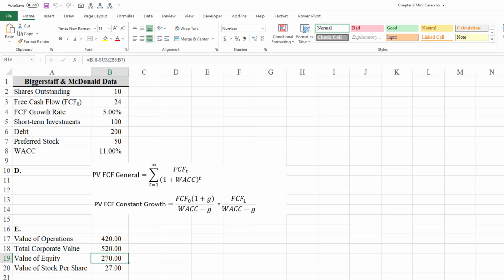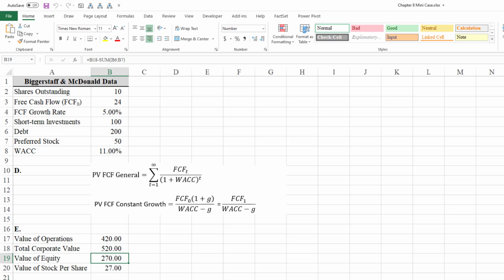The next question says, what is the value per share? And in this case, they said in the very beginning that this company is owned by two friends and they each own 5 million shares. So that's 10 million shares total. So 270 million divided by 10 million is $27 per share.